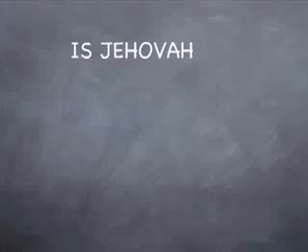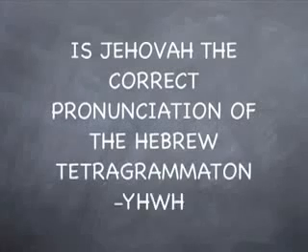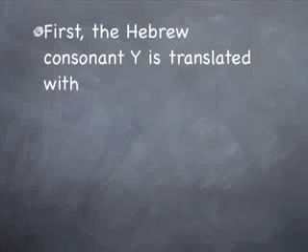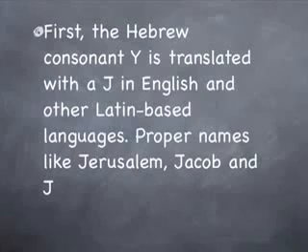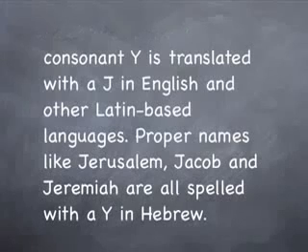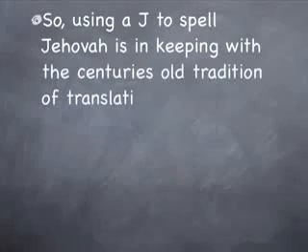Today's lesson is: Jehovah, the correct pronunciation of the Hebrew Tetragrammaton, the YHWH? Okay. Now, first off, the Hebrew consonant Y is translated with a J in English and other Latin-based languages. Proper names like Jerusalem, Jacob, Jeremiah are all spelled with a Y in Hebrew. So using a J to spell Jehovah is in keeping with centuries-old tradition.